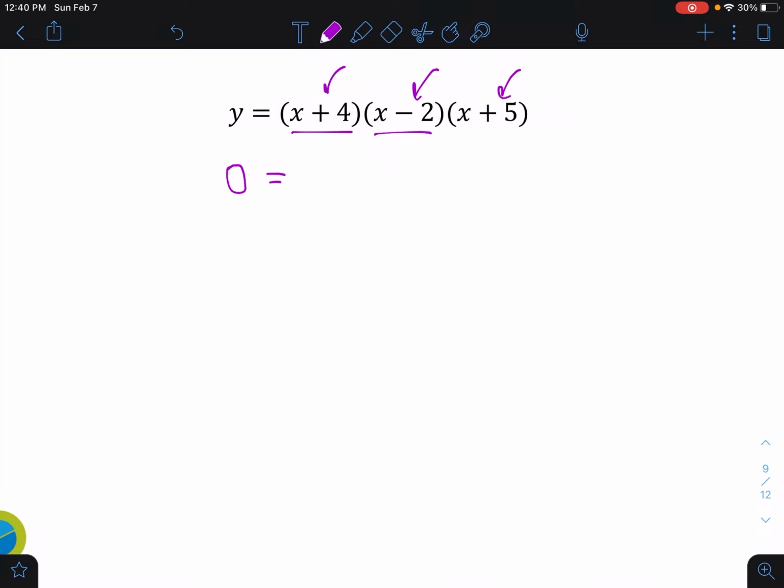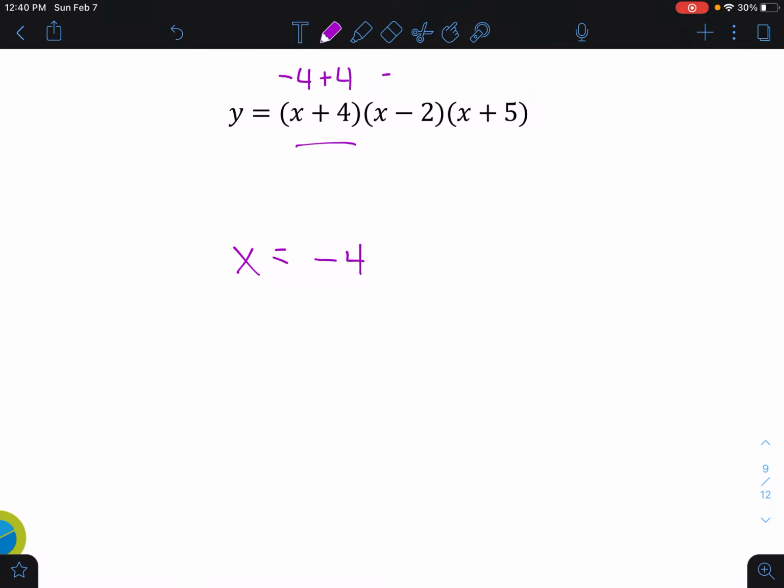Well, let's just look at that first one. When would this be equal to 0? Well, it would be equal to 0 when x is -4, right? Because -4 plus 4 gives you 0.